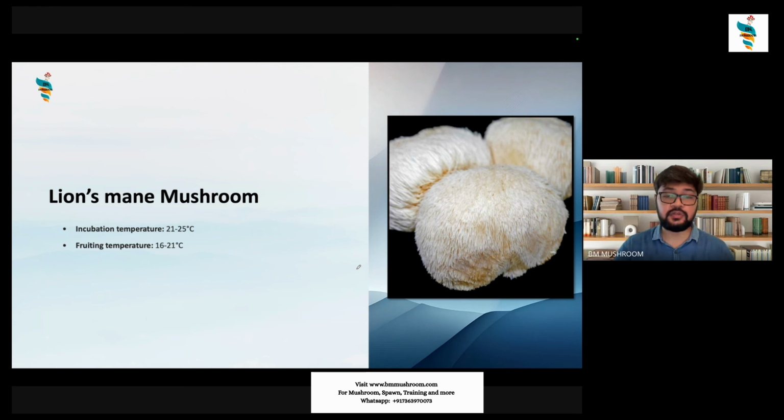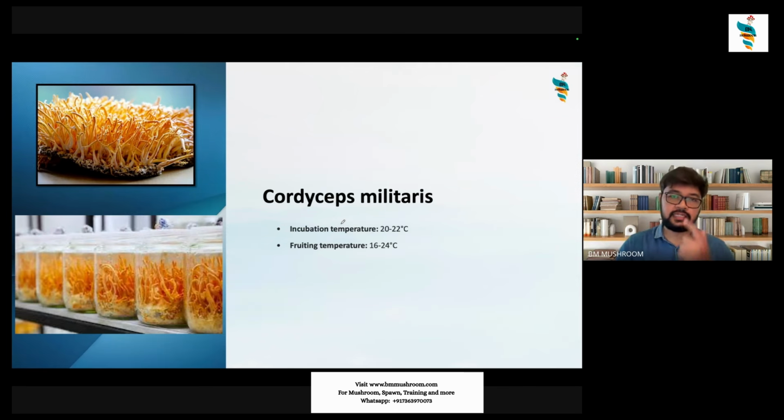Lion's mane mushroom, one of the most popular mushrooms. Fruiting temperature is 16 to 21 degrees Celsius, and growing it doesn't take much time. 25 days is quite enough for this. If we know how to grow it, we can grow it on a wide variety of substrates, especially hardwood. It grows quite fine.